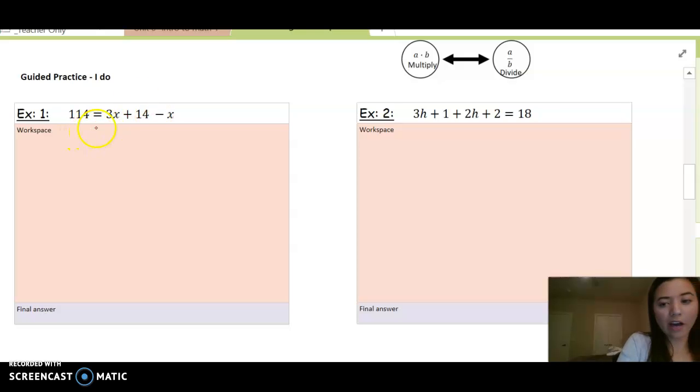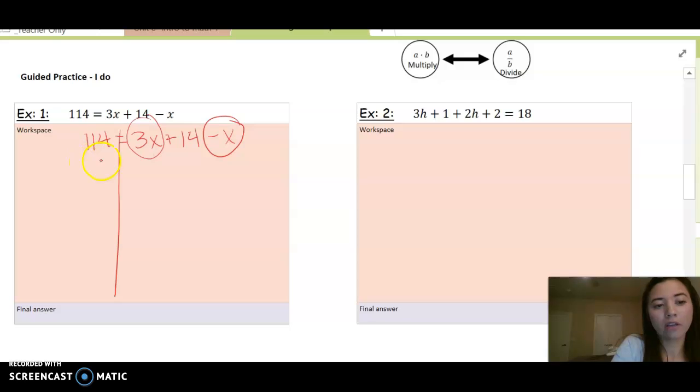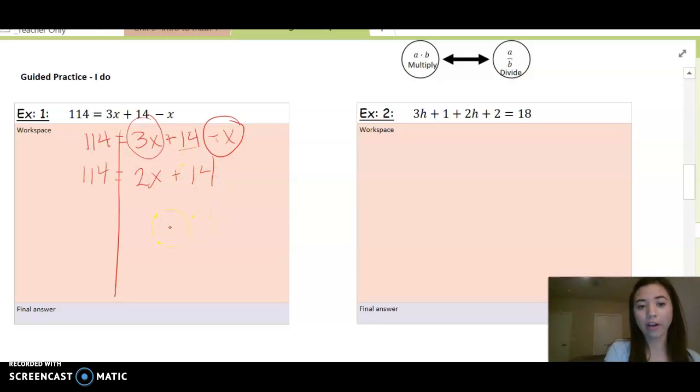All right, so just like the day prior to this and the last several times we've solved equations, we're going to start by just rewriting it. We'll draw our line down the equal sign. And now I'm going to combine like terms. This one has an x, and this one has an x. And then that one is just a regular 14, and there's nothing else, so I'm going to leave that how it is. 3x minus x is going to give me a 2x, and then plus 14. And then now we can solve for x.